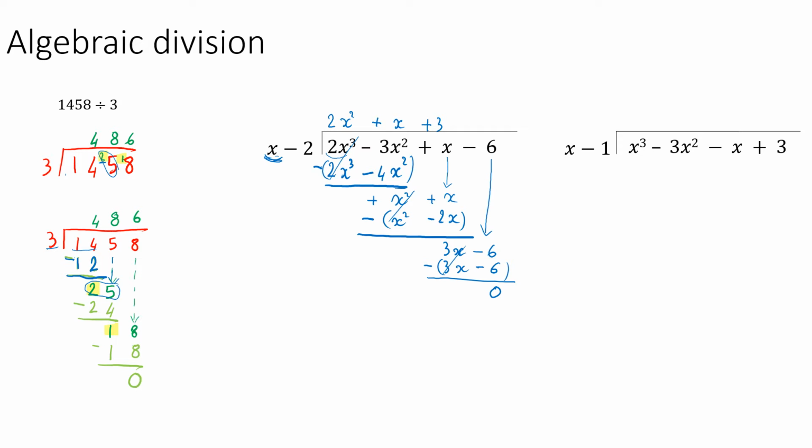So the result of 2x cubed minus 3x squared plus x minus 6 divided by x minus 2 is 2x squared plus x plus 3. So what you need to do now is to have a go at the division on the right hand side, and then when you're done, look at the next slides, where I've got the worked solution.